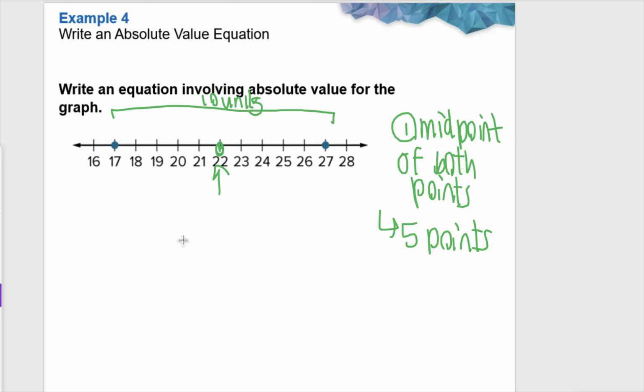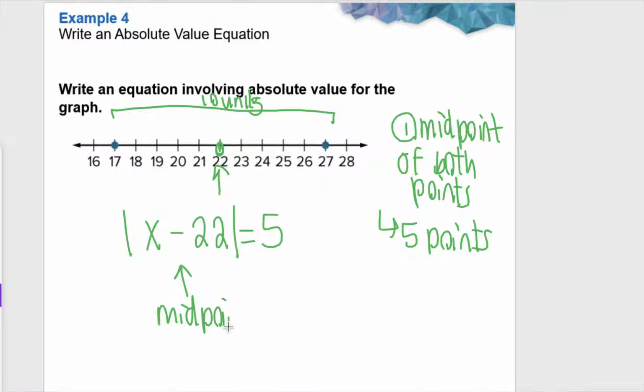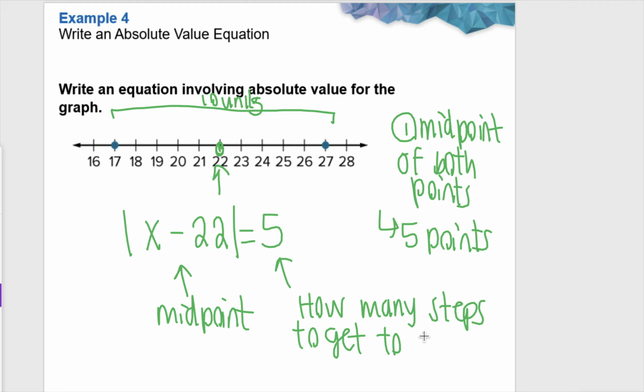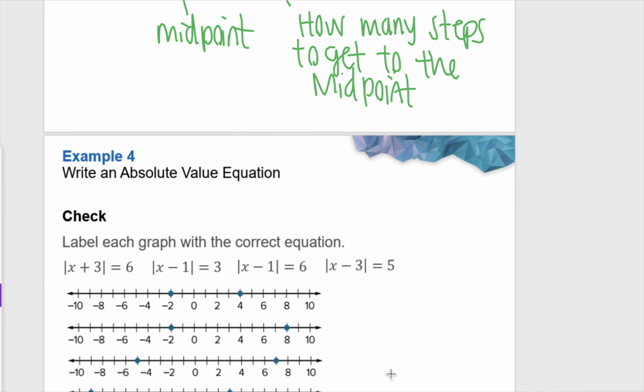This midpoint is going to go in your equation of x minus the midpoint, and then it'll be equal to the equivalent distance, 5. So this number right here is the midpoint, whereas this number is how many steps to get to the midpoint. Okay? So we're going to try that with 4 more examples. They're matching, so let's go ahead and look at them, see if you can try them on your own first, and then check it after you've tried it by yourself.